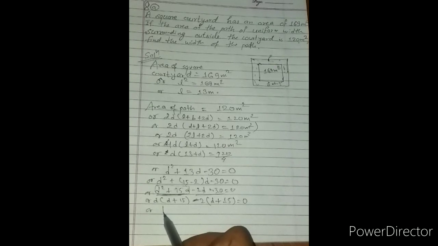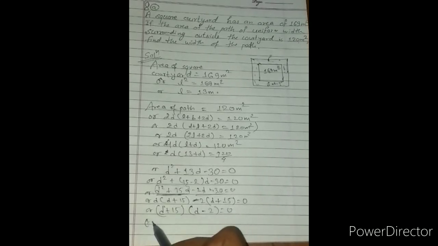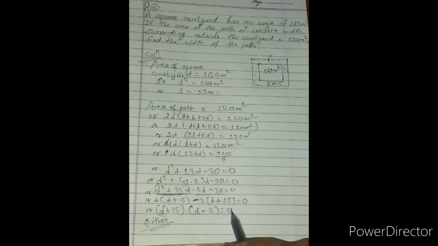Now from here, d plus 15 and d plus 15 are the same, so we can write it once. Now from the first, what is left? D. From the second, minus 2 equals 0. After getting this, we can solve it. D plus 15 equals 0. Either this must be 0 or d minus 2 must be 0. From here d equals minus 15, and from here d equals 2.